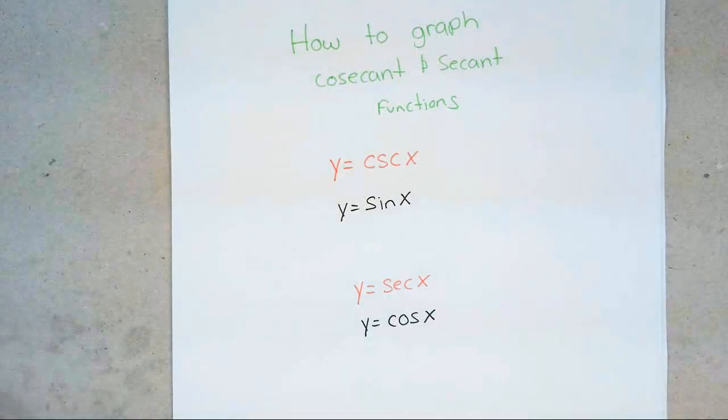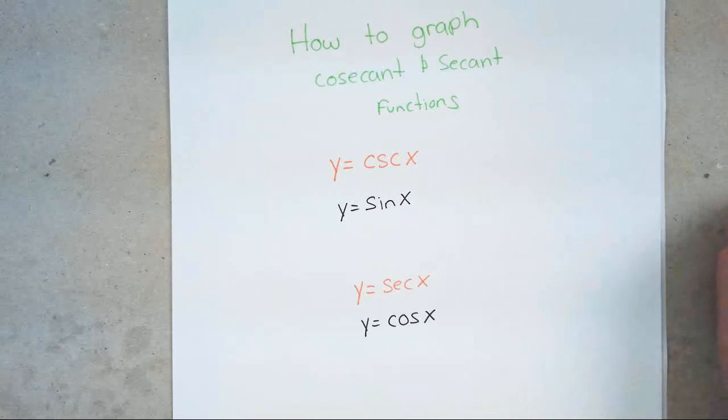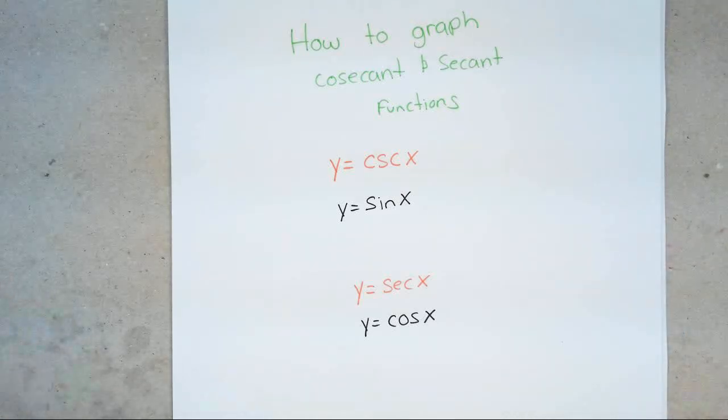Hi guys. In this video we're actually going to graph cosecant and secant functions. Now if you ever look at a cosecant and secant function, it's actually pretty confusing at times. You look at it and you're like, wait, how am I even supposed to do this? But it's pretty simple. In order to graph cosecant and secant functions, you have to know the reciprocals.